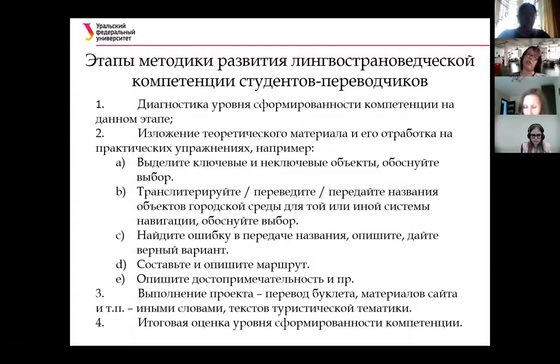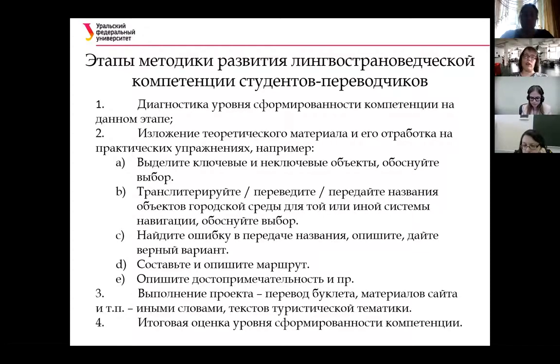In the end of our study, our students made a project. They translated various websites, they tried to compile a route. And then they used the knowledge they received. And of course, the students should work themselves. This is very important.